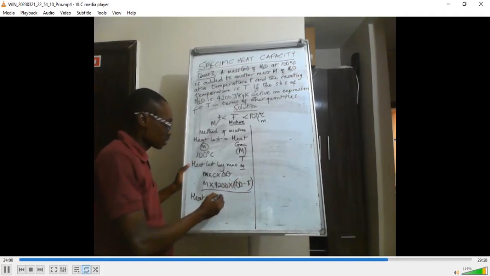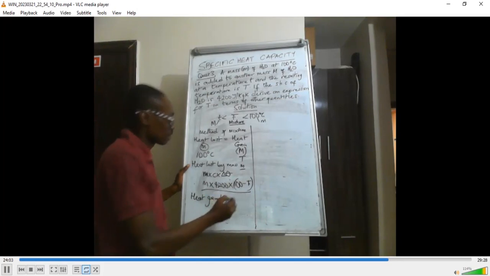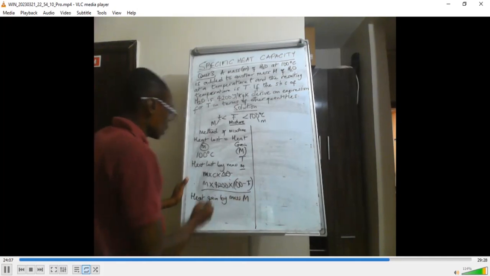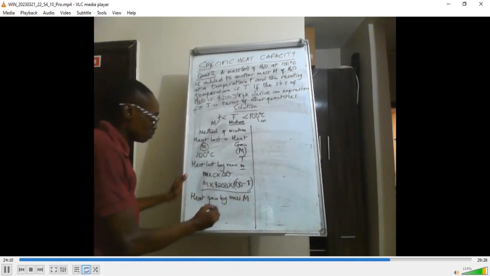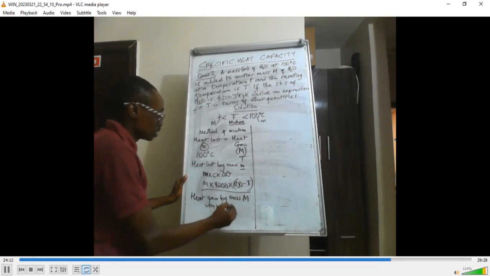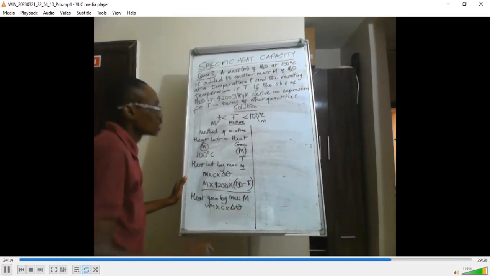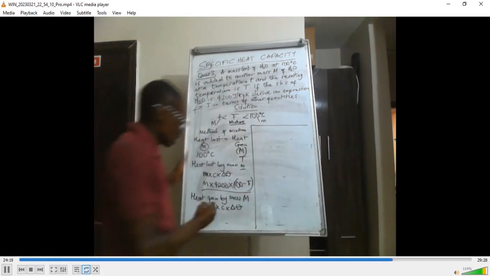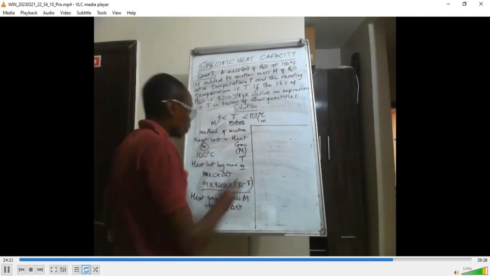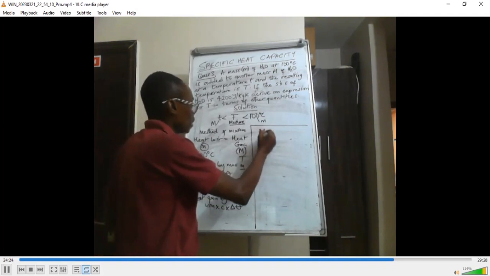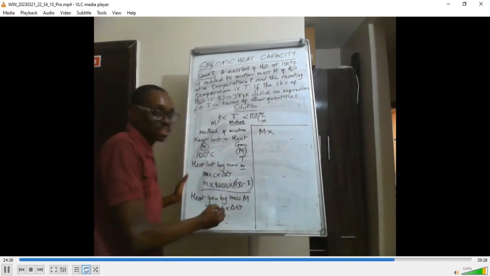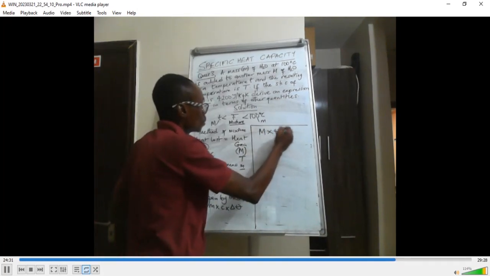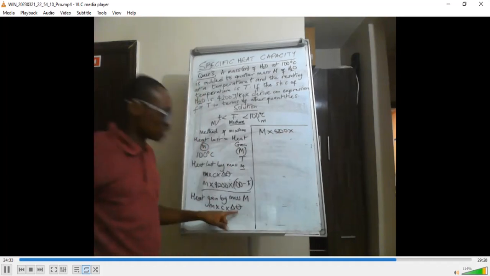So heat gain by mass capital M of water is still given by M times C times delta theta. Now, I move to this other end to continue solving. The mass of the water on this side is capital M. The specific heat capacity, we are still dealing with water, so it's still 4,200. The temperature difference is delta theta.